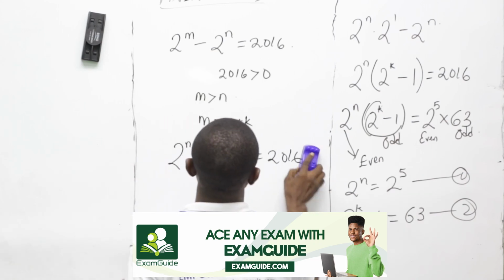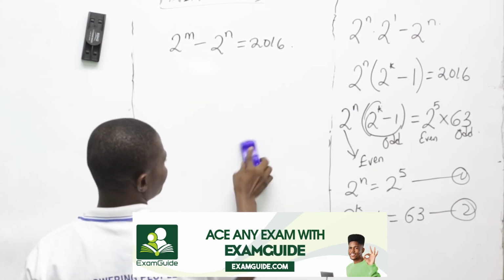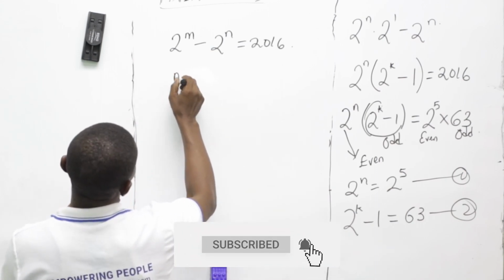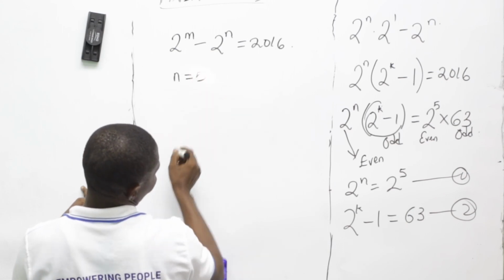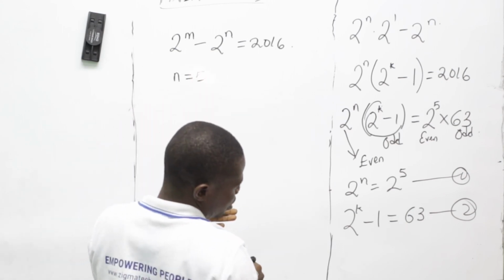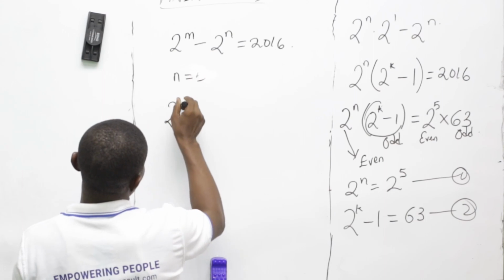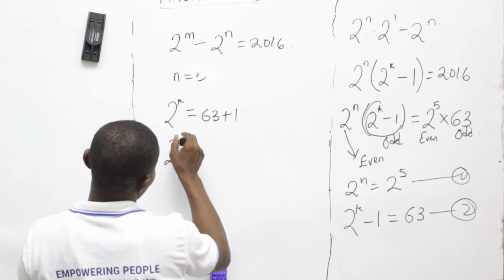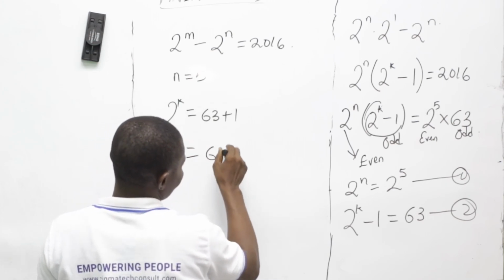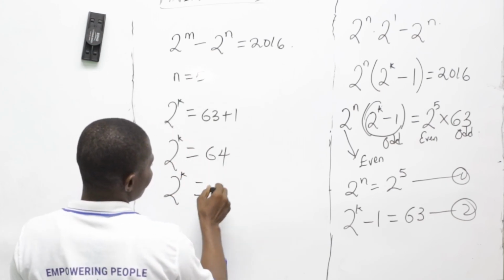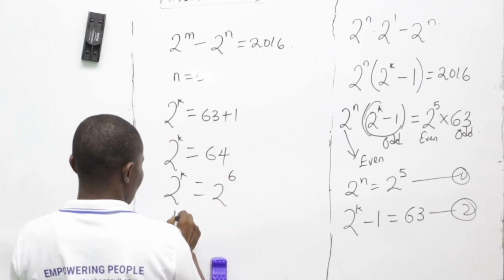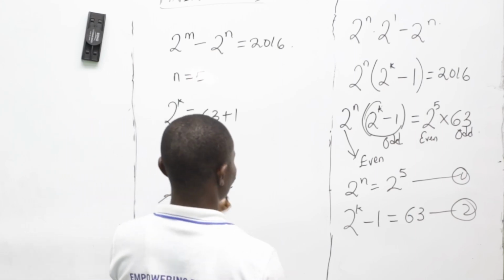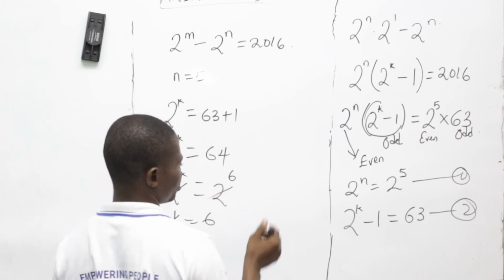So what do we do? We come back here by saying that n will be what? 5. Now we know the value of n. What about 2 power k will now be what? 63 plus 1. So that 2 power k equals 64. 2 power k will now be what? 2 raised to the power 6. So that k will be 6. Since this is this, they are the same. 2 raised to the power 5 is 32 times 2, that's 64.